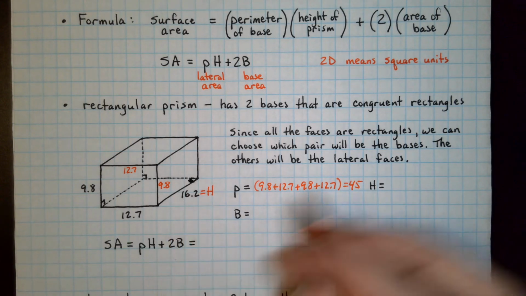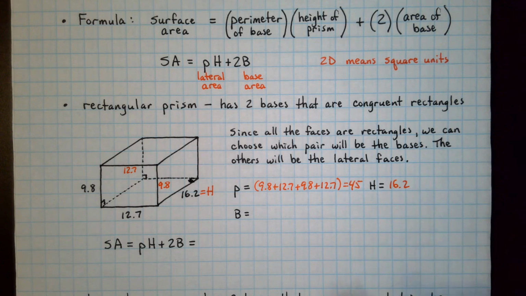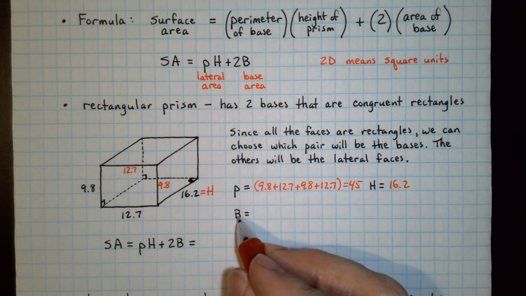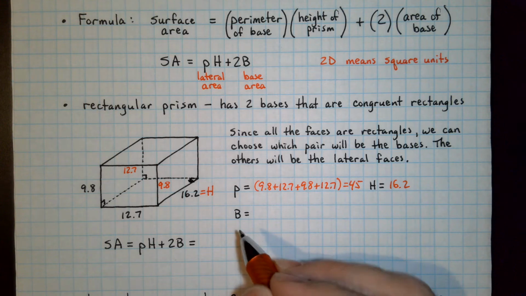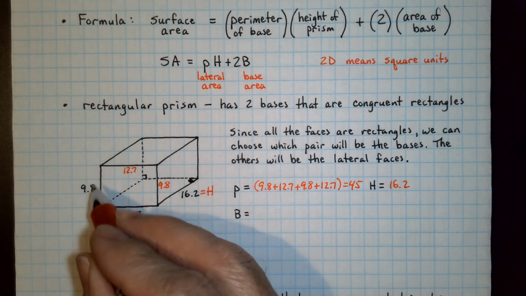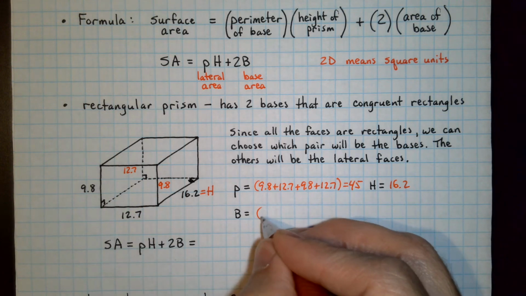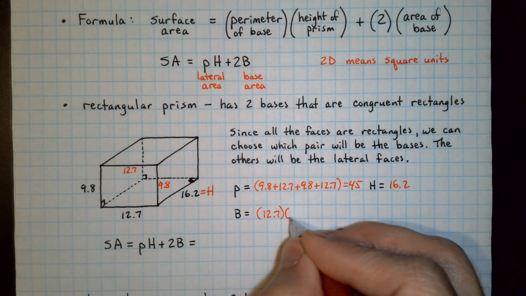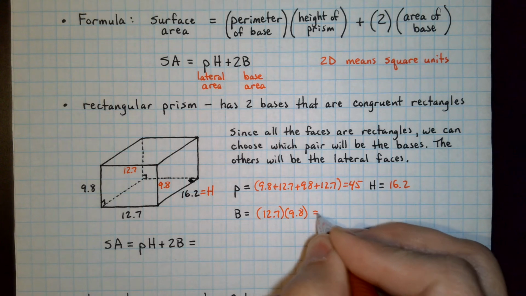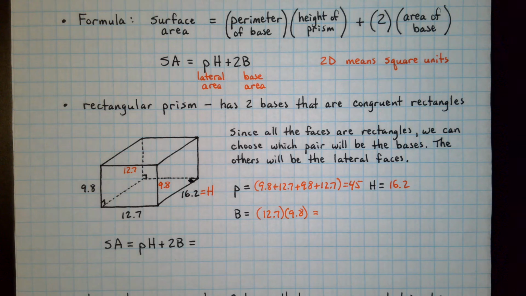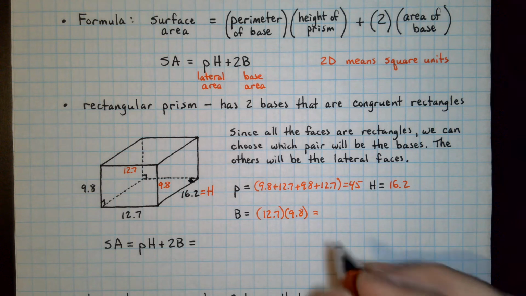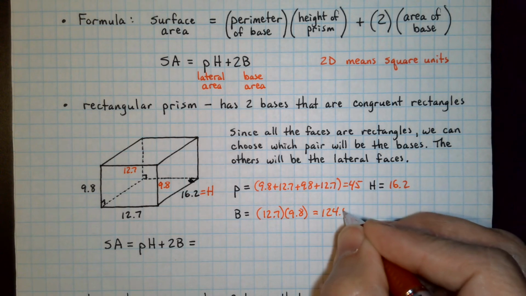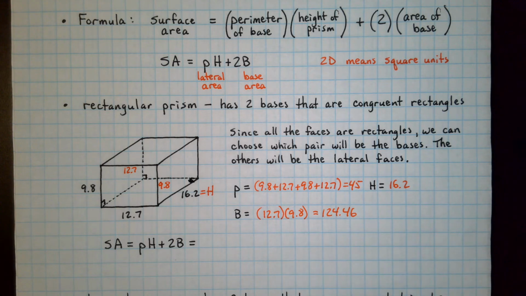The height we already determined is 16.2. And the base area, the capital B, the base area for a rectangle, that's length and width multiplied together. So 12.7 and 9.8 multiplied together. I get 124.46. And I'm going to go ahead and keep all those digits.